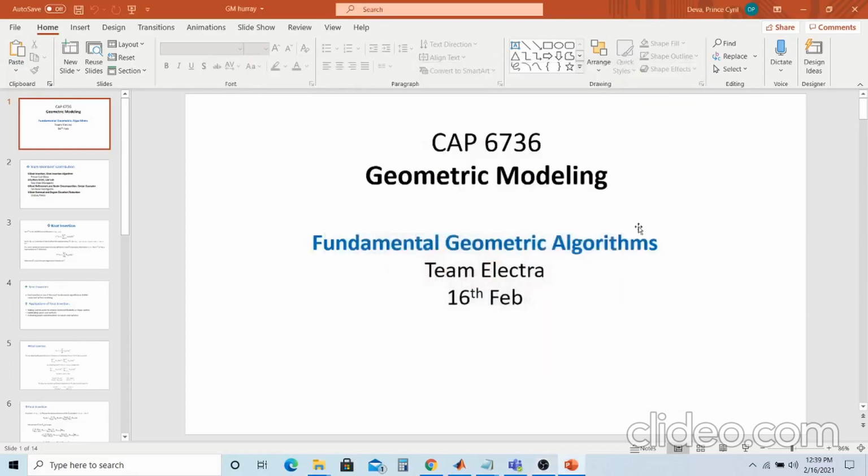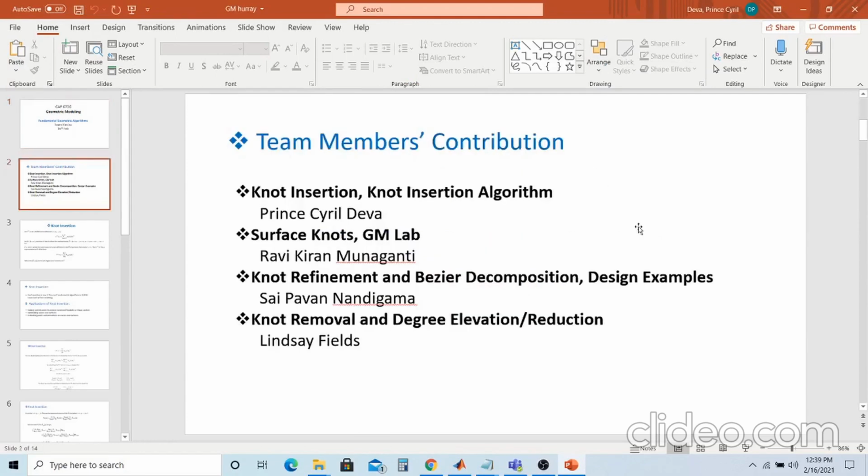Today we are going to talk about fundamental geometric algorithms. These are our team members' contributions.